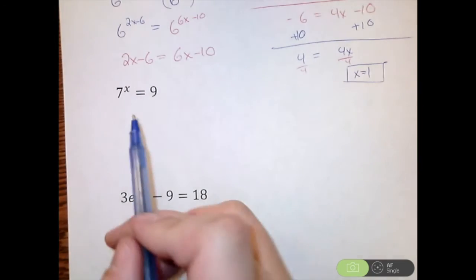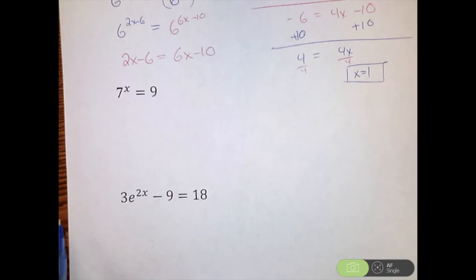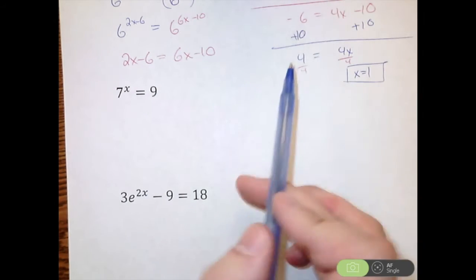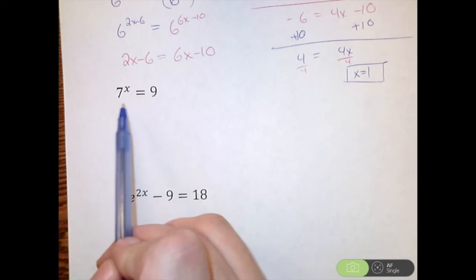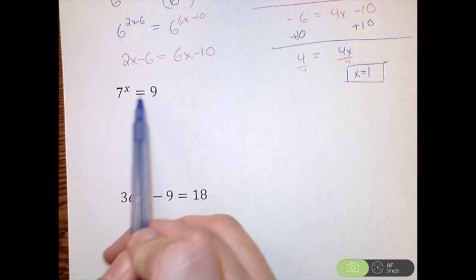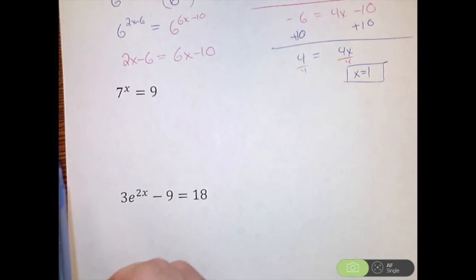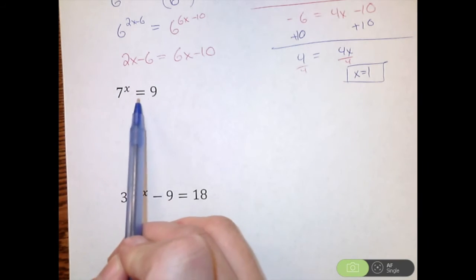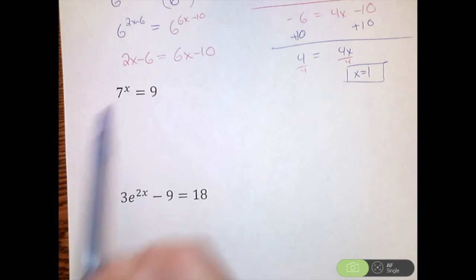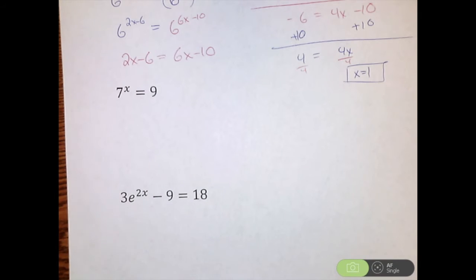So the second one I have 7 raised to the x equals 9. So think about that theorem that we used earlier. I would like for my bases to be the same, but 7 and 9, those aren't even close. I can't think of any obvious way to make 7 and 9 have the same base. Because of that, we can't use that theorem. We're going to have to go other routes.